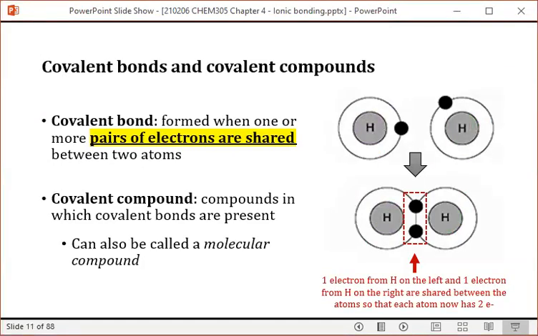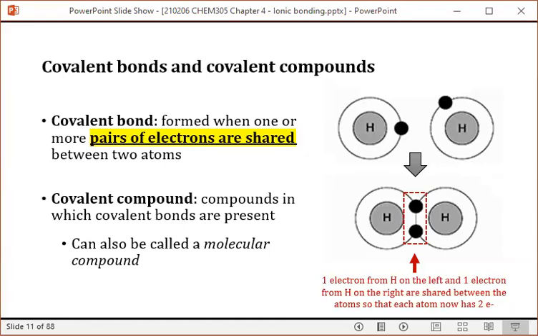For a covalent or molecular bond, these are formed when one or more pairs of electrons are shared between two atoms. And so what happens when a covalent or a molecular bond forms is that it's advantageous for both atoms involved to get another electron. And so instead of transferring from one to the other, they share the needed electrons between the two of them.